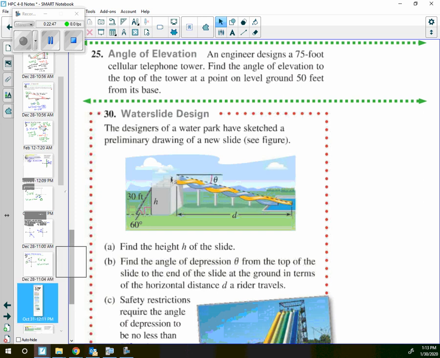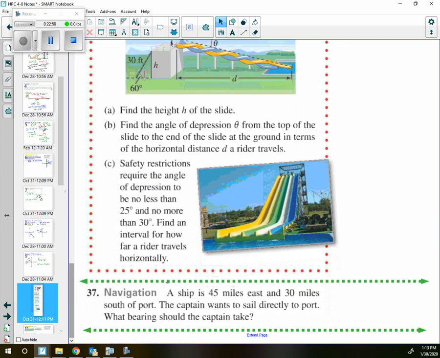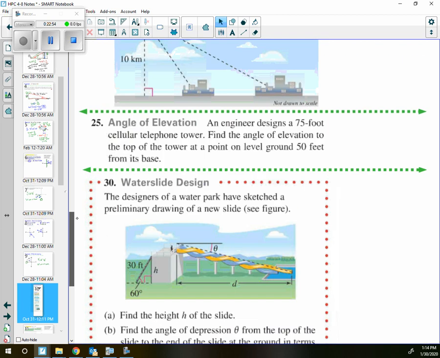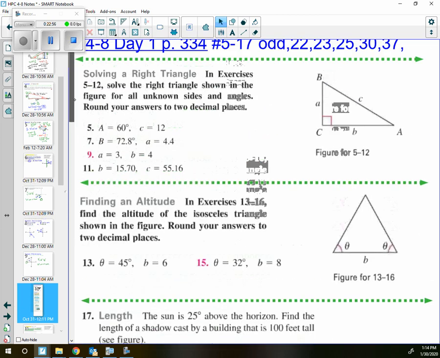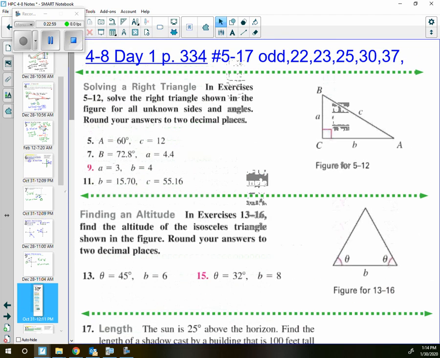And then the very last ones here, we have a navigation and they have a bearing for you to do. So that's our day 1 assignment, and hopefully we're going to be okay with solving equations in SOHCAHTOA triangles and then navigational bearings.